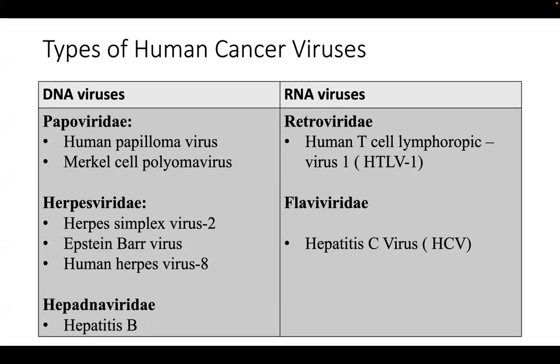These viruses are categorized into either DNA viruses or RNA viruses. For the DNA viruses, we have the Papovaviridae, whereby we have the human papilloma virus and the Merkel cell polyoma virus. While for Herpesviridae, there's the herpes simplex virus 2 and the Epstein-Barr virus, together with the human herpes virus 8. Then for Hepadnaviridae, there is hepatitis B virus. Going on to the RNA viruses, we have the Retroviridae family and the Flaviviridae family, whereby under Retroviridae we have HTLV-1, and under Flaviviridae we have HCV, that is the hepatitis C virus.